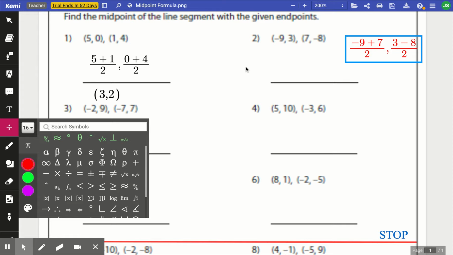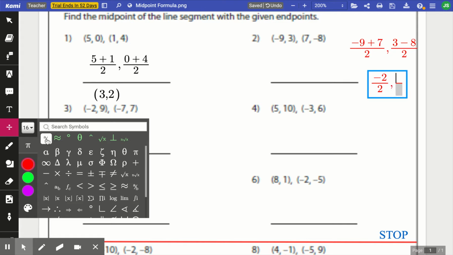And then just in case we need to see the in-between steps here, -9 plus 7 is a -2 divided by 2. And then we'll have another fraction. And 3 minus 8 is a -5 divided by 2. So our coordinates here, put this over here.